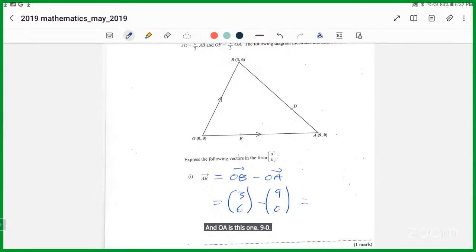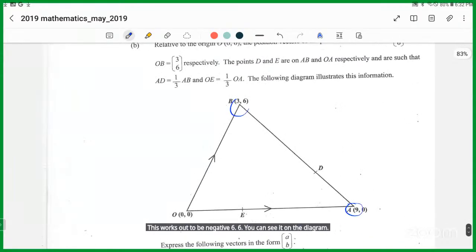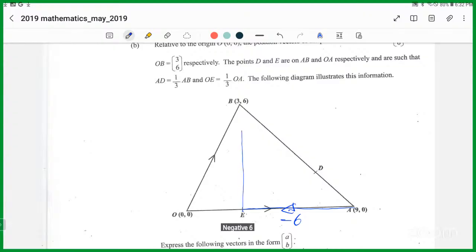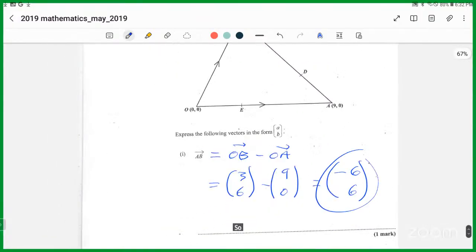This works out to be (-6, 6). You can see it on the diagram. To go from A to B, we come back 6 this way, negative 6, and then we go up 6. (-6, 6). Makes sense, right? So you come back to E and then go straight up, because E is directly under B. So this answer is correct.